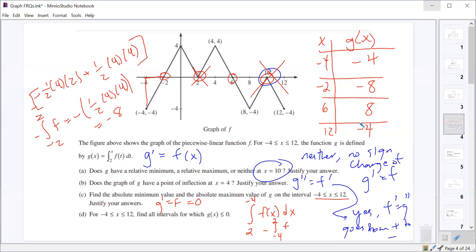And so we would see that our absolute min is -8 at x equals -2. And our absolute max is 8 at x equals 6. Good or no? And that was worth 4 total points there. So 1 point for looking at x equals -2 and x equals 6, 1 point for looking at the endpoints, and 2 points for the right answers.